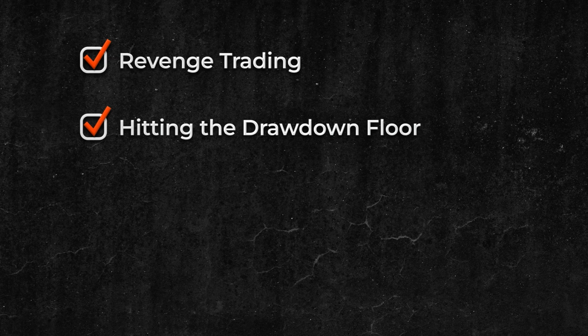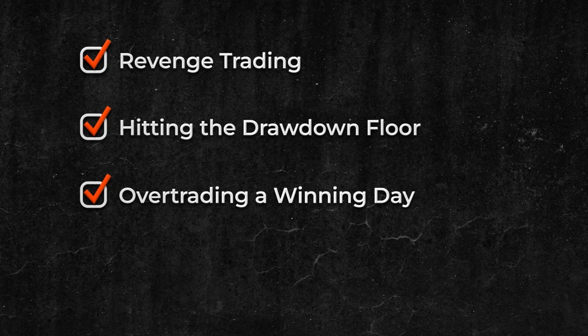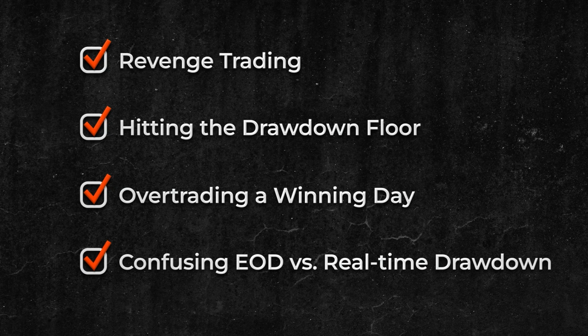Exceeding the daily loss limit by revenge trading after a drawdown, hitting the trailing max drawdown floor during a volatile session, overtrading a winning day and giving back enough to breach a threshold, or misunderstanding EOD versus real-time drawdown and not accounting for open positions. Each of those has a direct fix inside NinjaTrader Prop's risk settings panels.